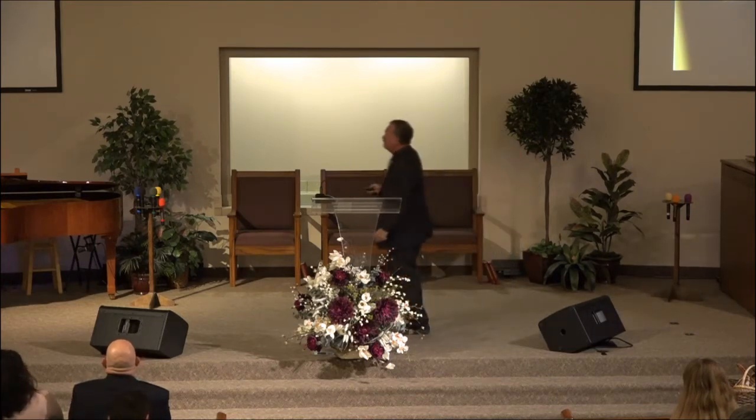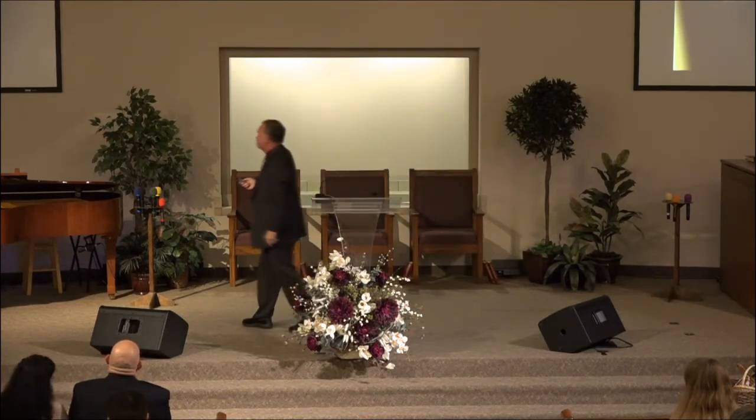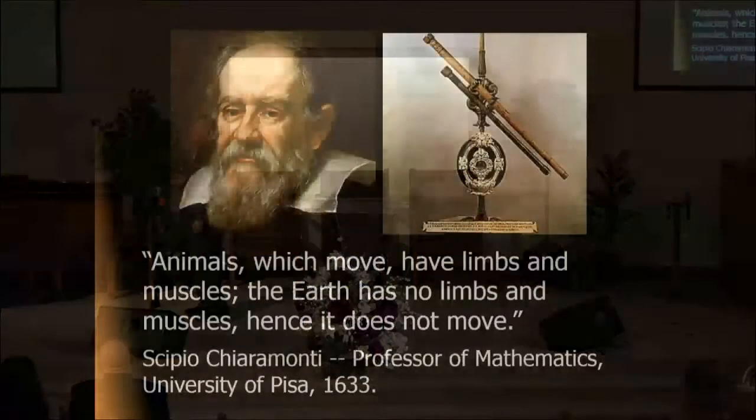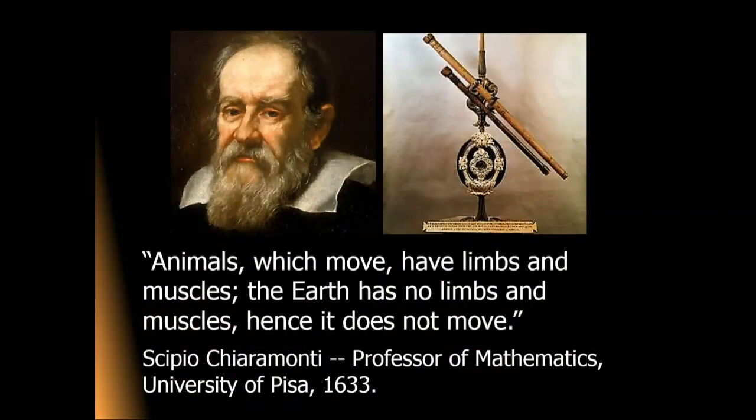However, what you don't know in the history of this story was that Galileo was first of all argued against by scientists. And this is one of his fellow scientists who said this when Galileo said that the earth is actually moving around the sun. Animals which move have limbs and muscles. The earth has no limbs and muscles, hence it does not move. Okay, there's good science. And that's a science that Galileo was dealing with back in his day.